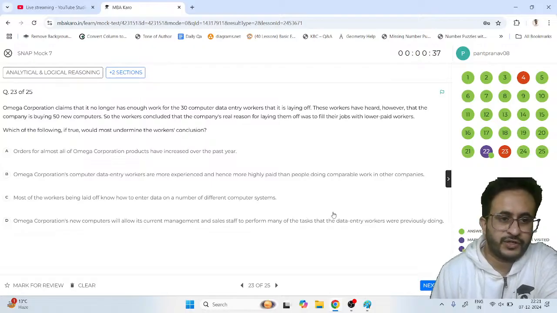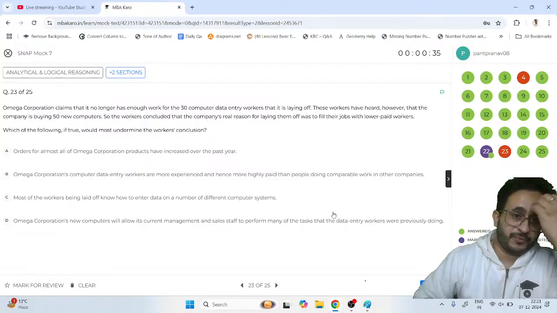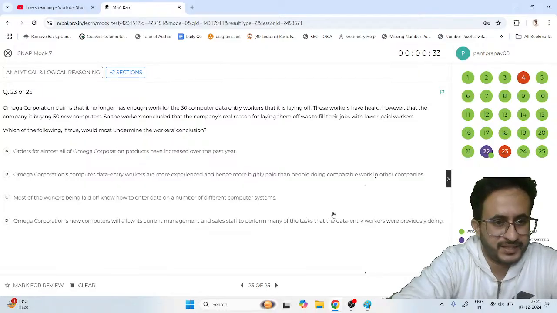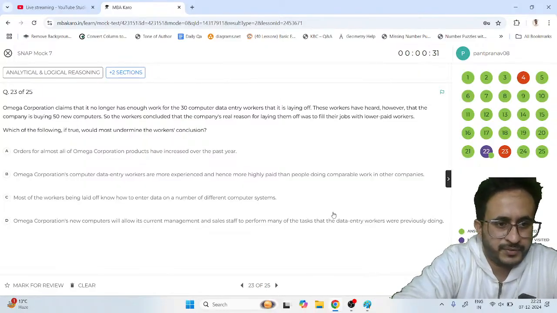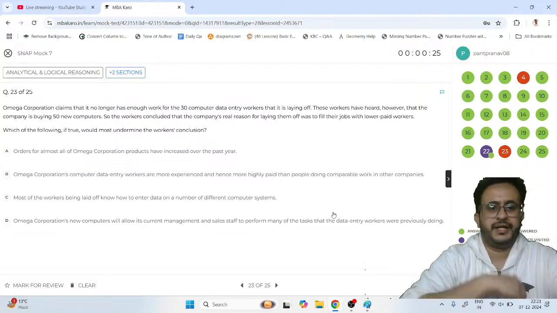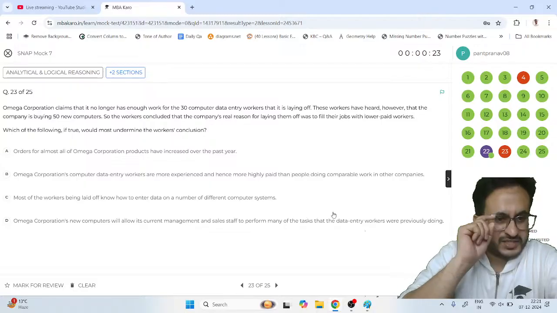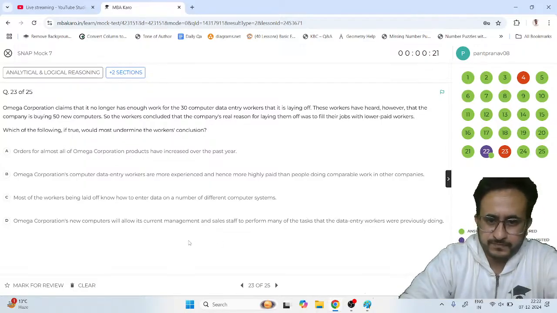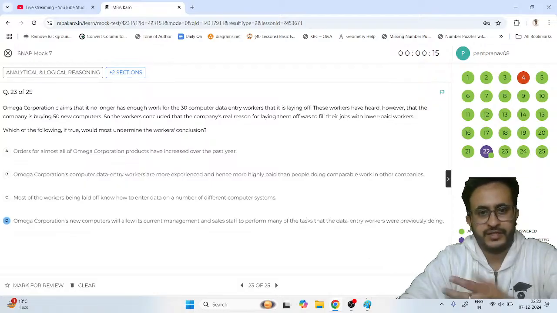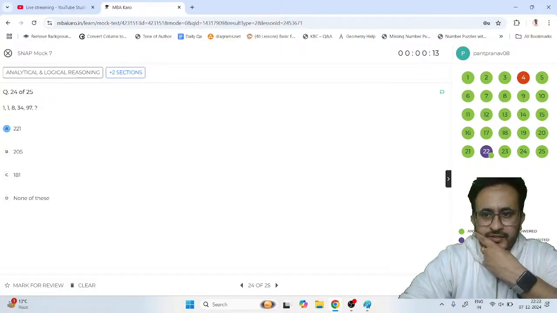Okay, it says orders for almost all of Omega Corporation products have increased over the past year. Omega Corporation's computer data entry workers are more experienced, so irrelevant. Know how to enter data on a number of different computer systems. New computers will avoid. So maybe they are replacing these workers by computers. So that could be the reason.